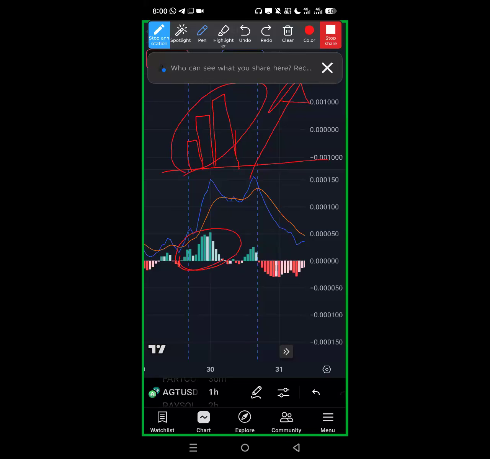Okay? Remember, when the market price is on a rise, it is the positive histograms that are printed, trying to measure the momentum at which that trend is being built up. Okay? Or the momentum at which the price is increasing.